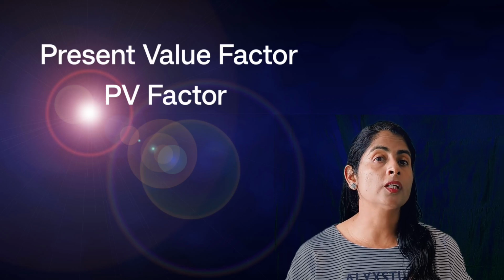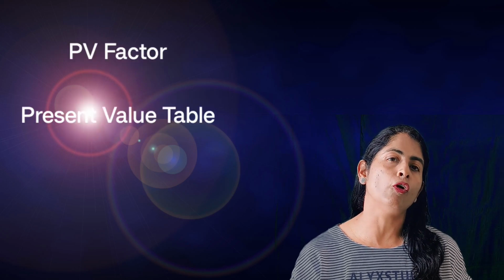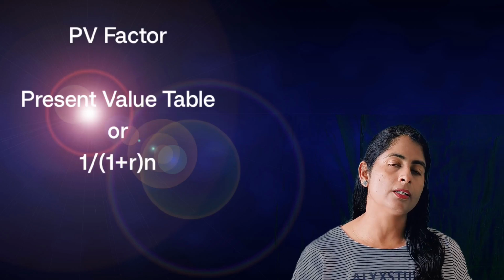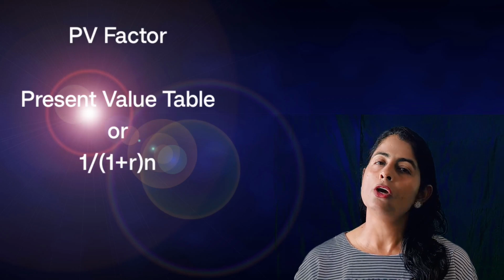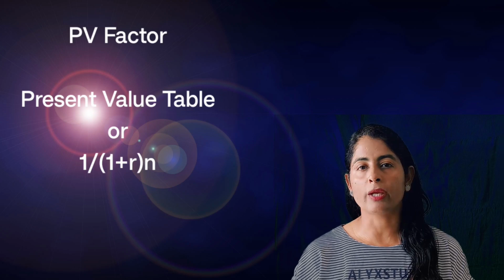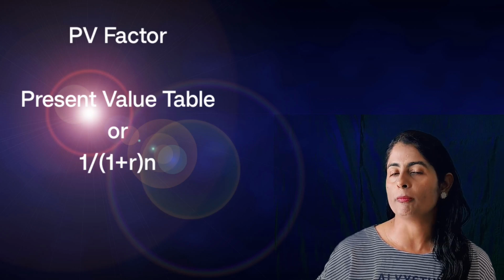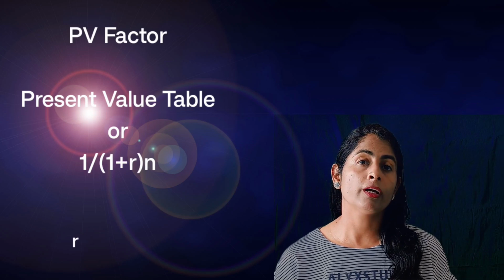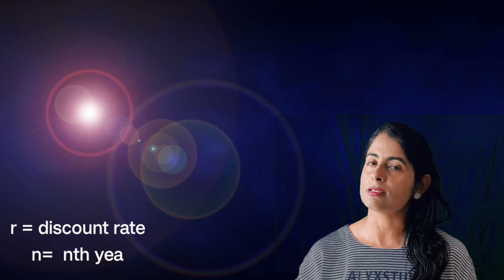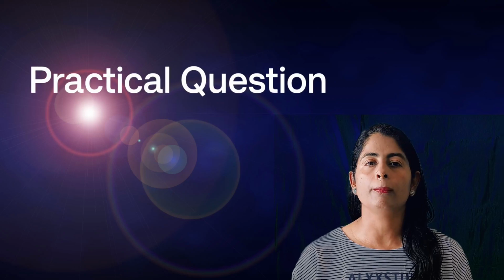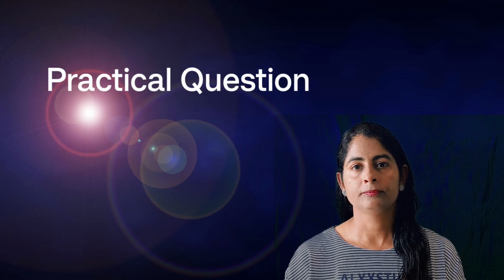Now how to calculate this PV factor? Generally the PV factor is given at the end of your books in the form of tables. You will just look up the values from that table, or the second method is you can calculate the PV values with the formula 1 divided by (1 plus r) raised to power n, where r is the PV rate and n is the number of years. So how to go about with the questions when PV value or discount rate is given? Let us learn with the help of one practical question.